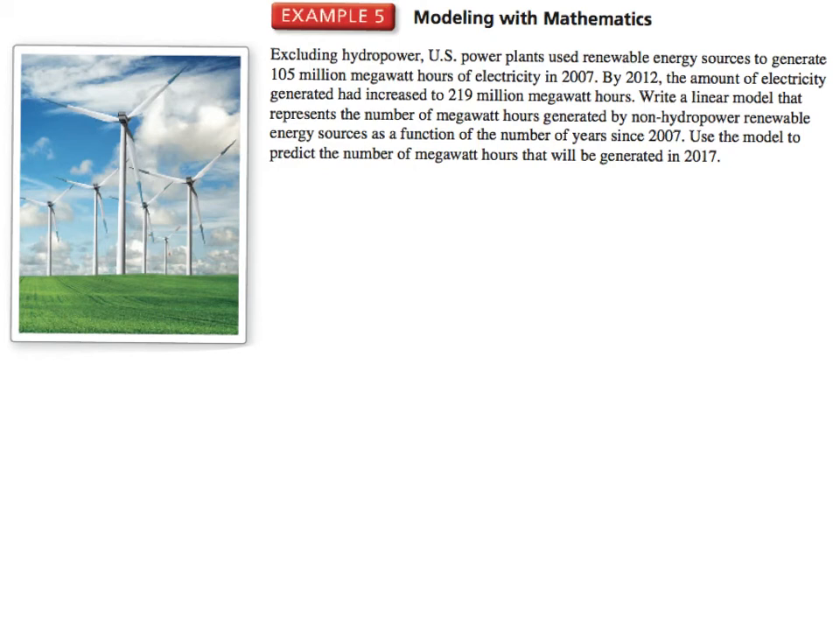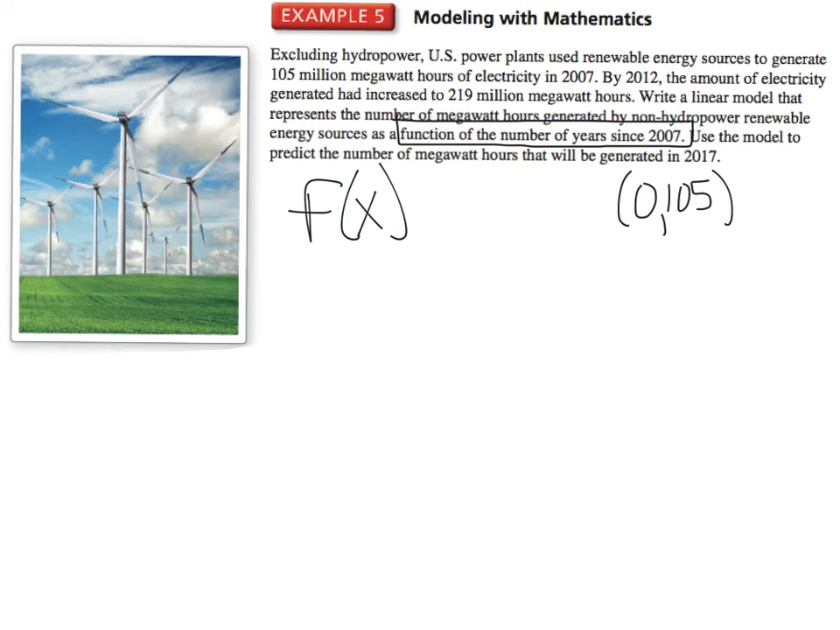Right off the bat, we have to write a function. And what do we write a function of? Here it is. A function of the number of years since 2007. That means f of x. This means f of the number of years since 2007. So x is going to be the number of years from 2007. That means that if I plugged in 0, that would be the year 2007. What's your output in 2007? It's 105 million megawatt hours. Now in 2012, how many years after 2007 is 2012? It's 5 years. So after 5 more years, we have 219 million megawatt hours.